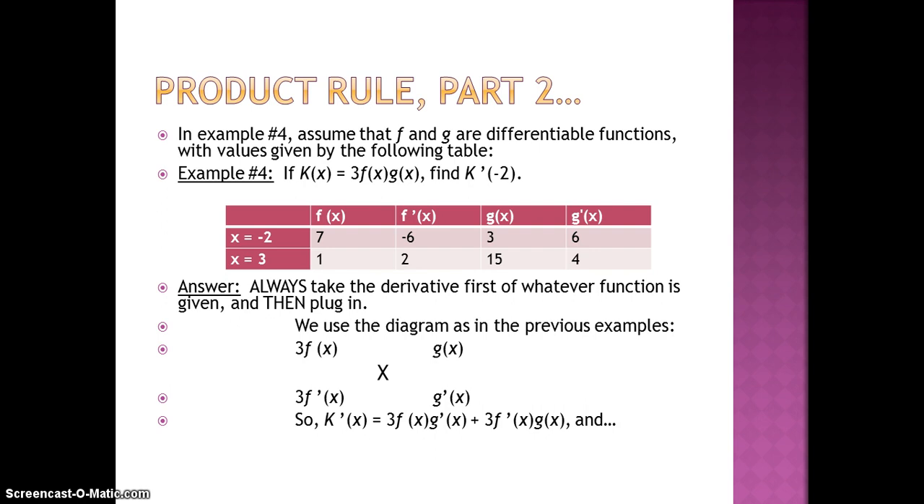And now, once we've found the derivative, remember, we don't want to take the derivatives of constants. So let's find the derivative first, which we did, and now plug in our value x is equal to negative 2. We can go to our chart, find out what f of negative 2 is. That would be 7. What g prime of negative 2 is, that's 6. And so on. We plug in our values, simplify, and get 72.